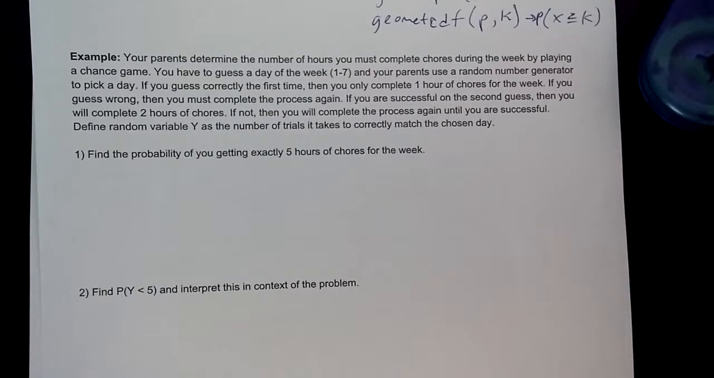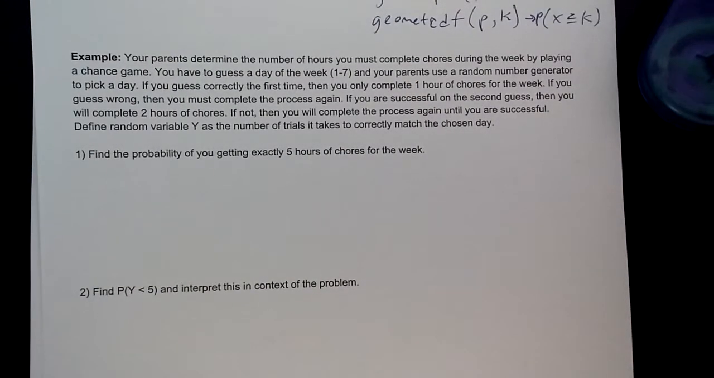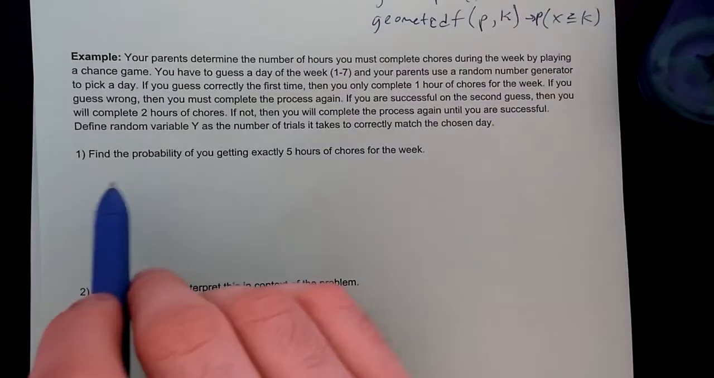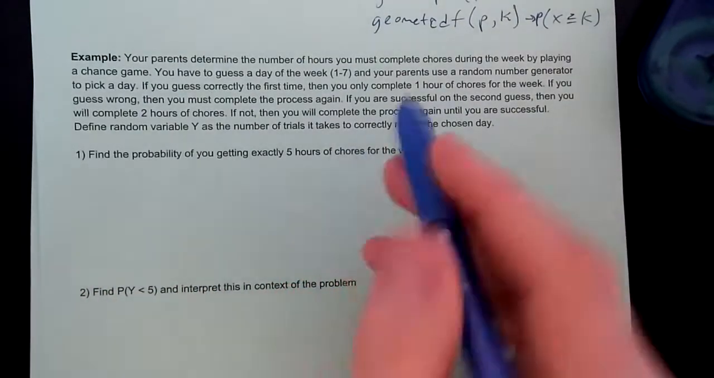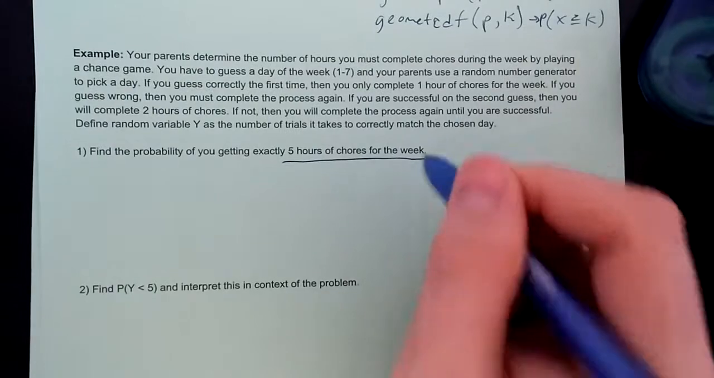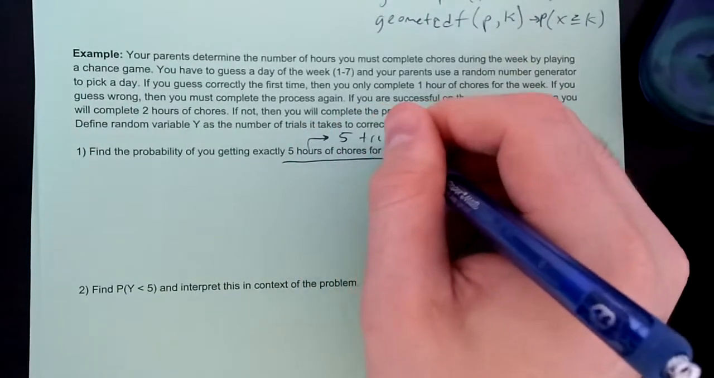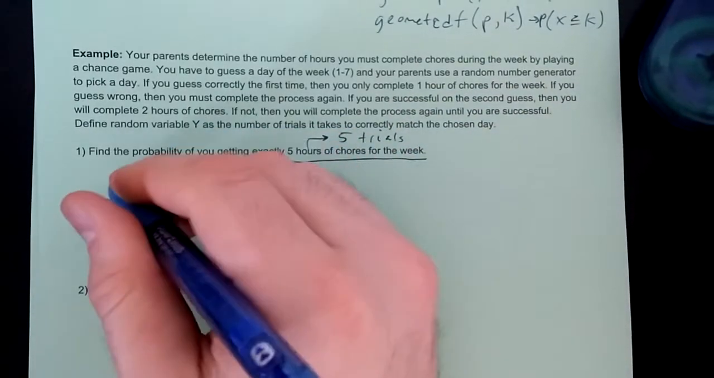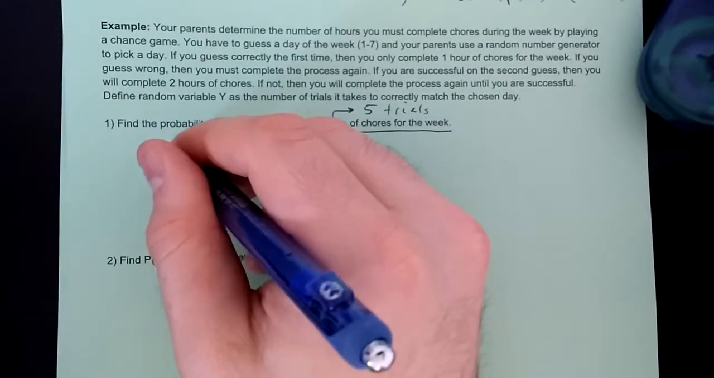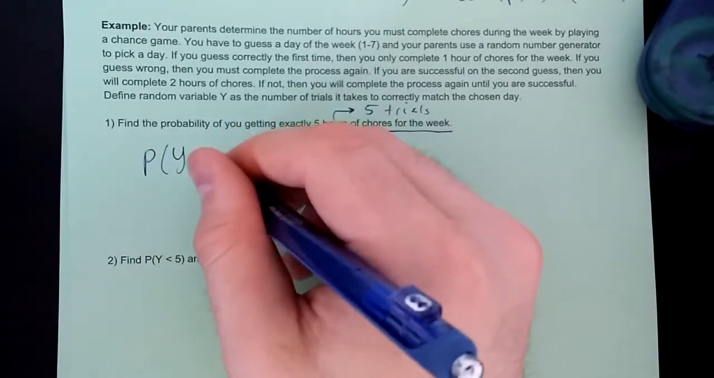So, if you get it right the first time, 1 trial, you get 1 hour of chores. If it takes you 2 times, you get 2 hours, and so on. So the number of trials is equal to the number of hours of chores you get. So this says, find the probability of you getting exactly 5 hours of chores for the week. So 5 hours of chores means you needed 5 trials, and that's k. So what's the probability of Y equal to 5?